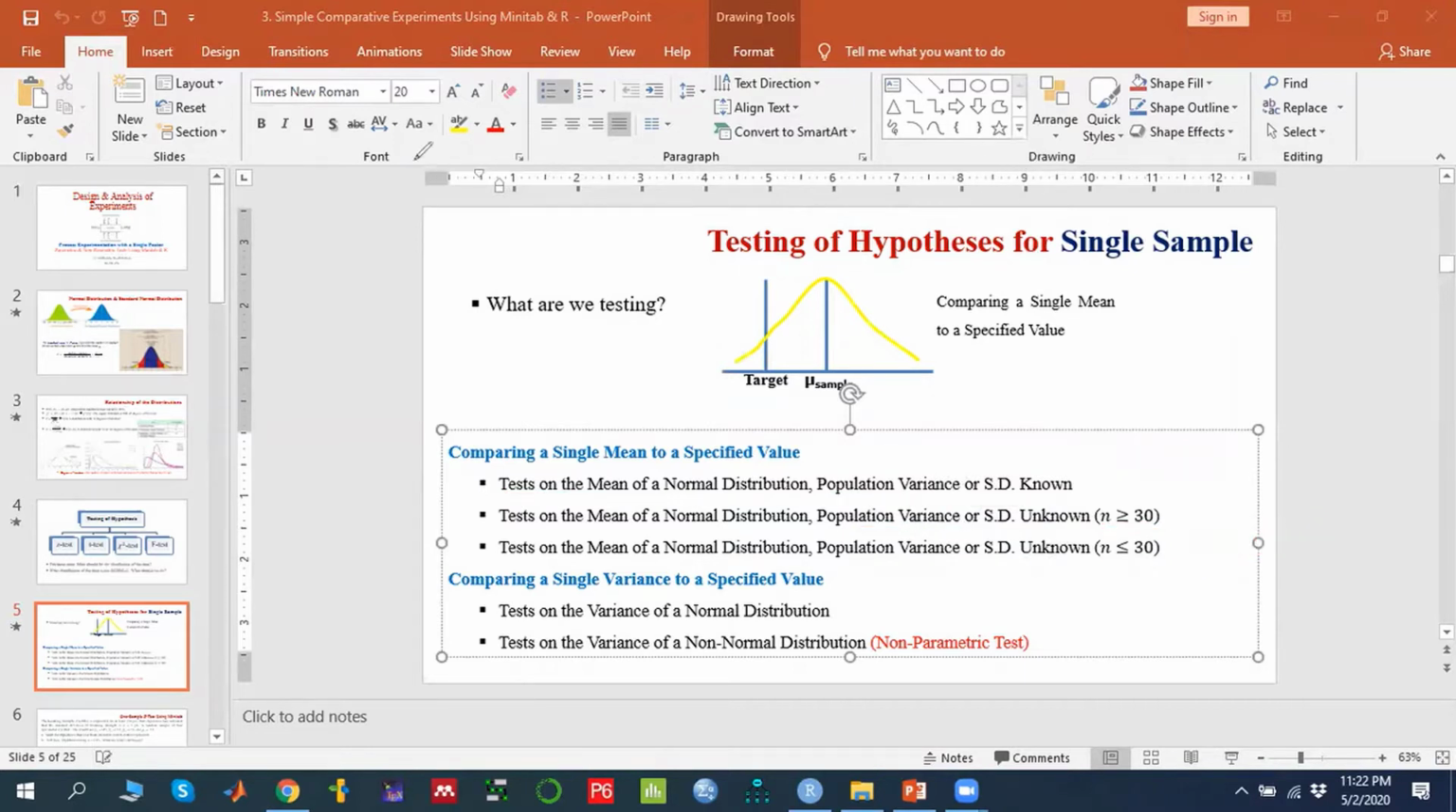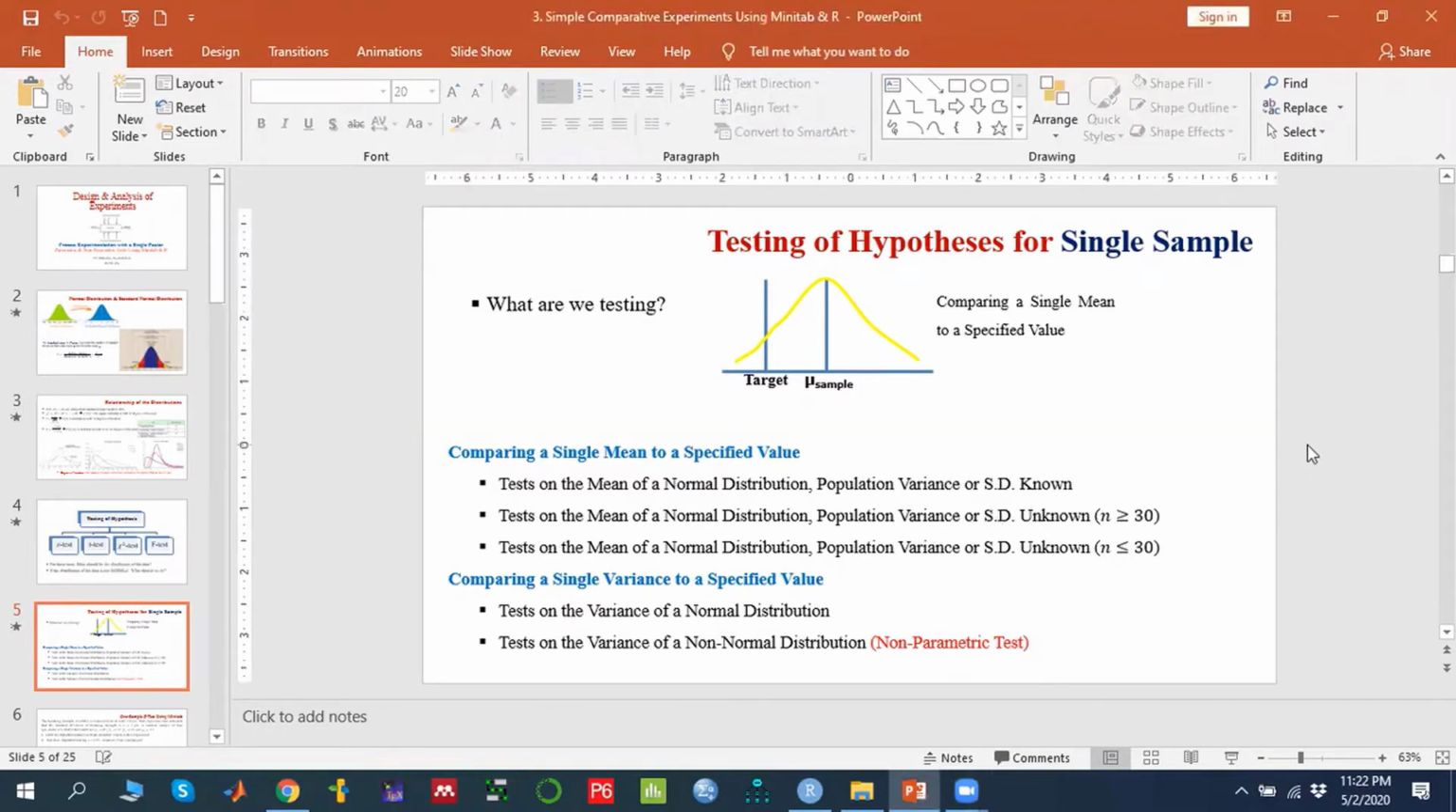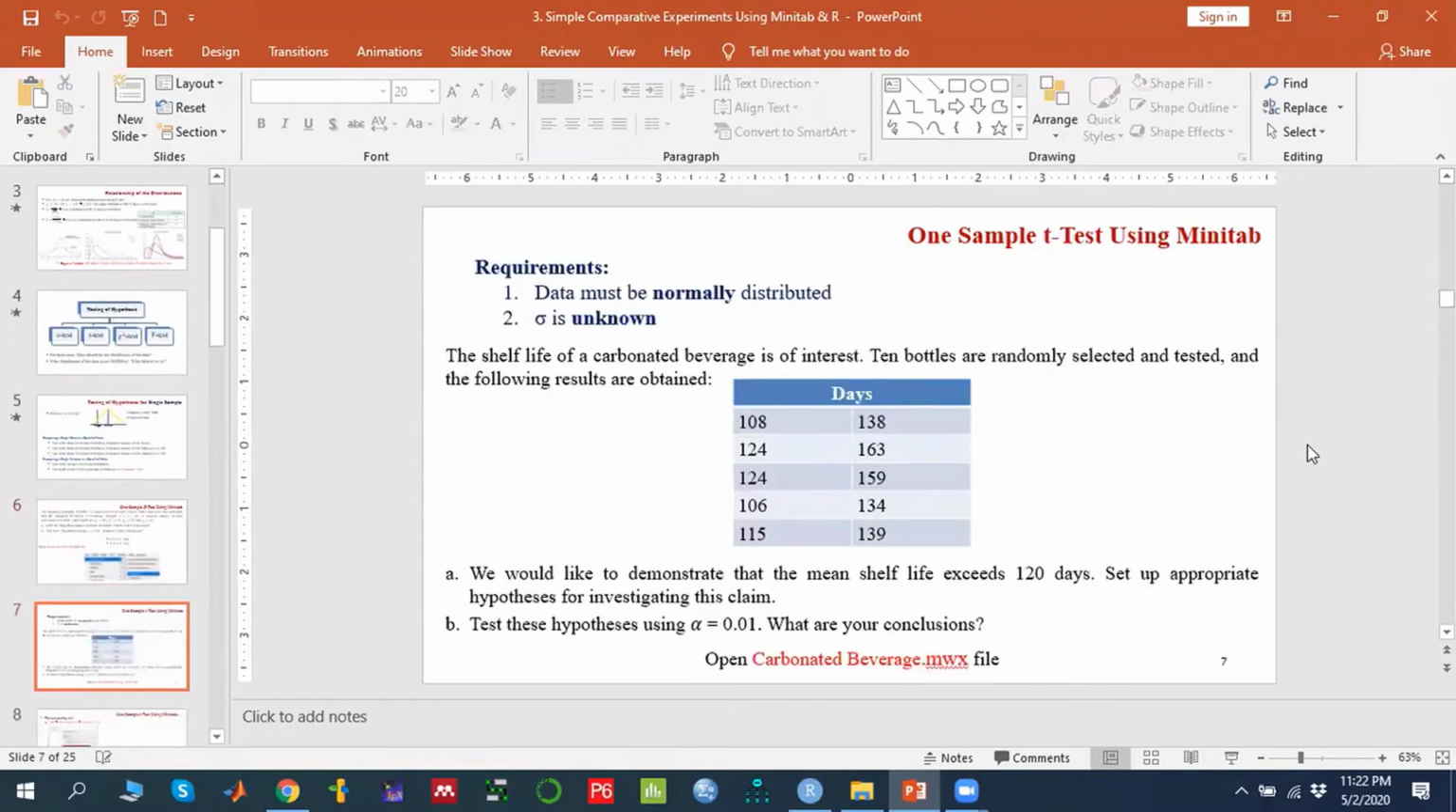But right now, as we have discussed this selection of the testing of hypothesis in the previous lectures or videos, I'm going to discuss how we can apply the one sample z-test using R.